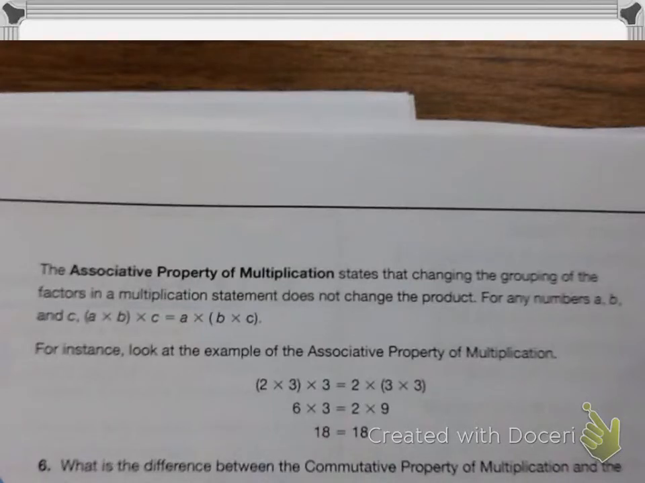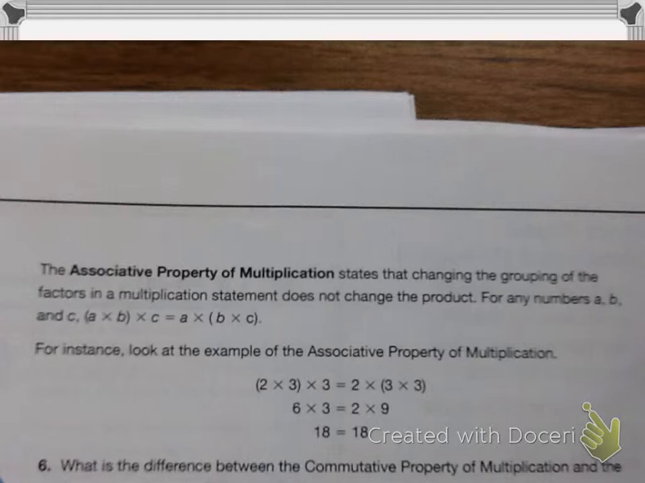This next video is to review the associative property of multiplication and the commutative property of multiplication. The associative property of multiplication states that changing the grouping of the factors in a multiplication statement does not change the product. So for any numbers a, b, and c, (a times b) multiplied by c would equal the same thing as a multiplied by (b times c).